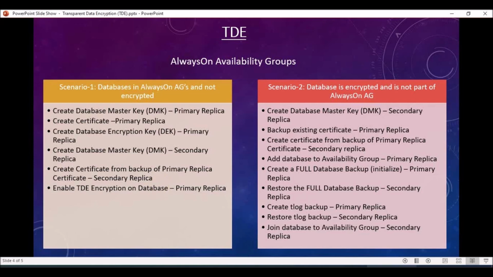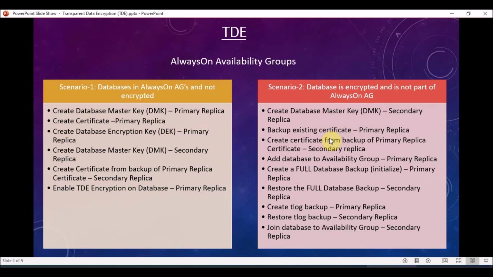And after that is done, now enable TDE encryption on the database on the primary replica, and that should get replicated to your secondary replica as well. So that is the process if the database is already in the availability group, Always On group, and is not encrypted. Now in the second scenario, if the database is already encrypted and you need to add that to an Always On availability group, the process is a little more complex than the first scenario.